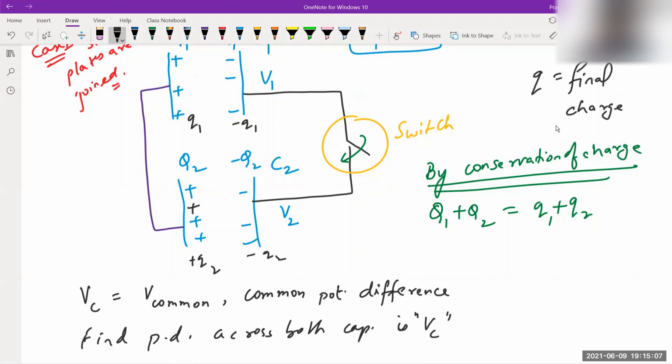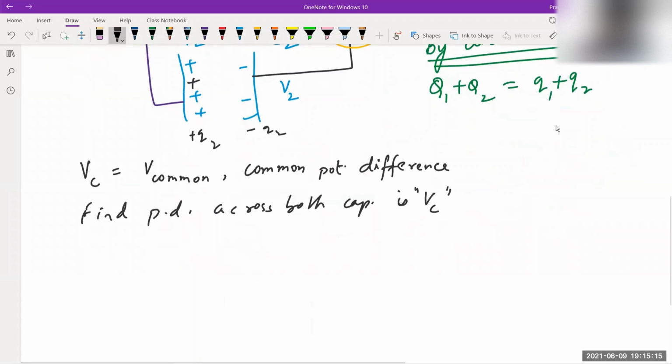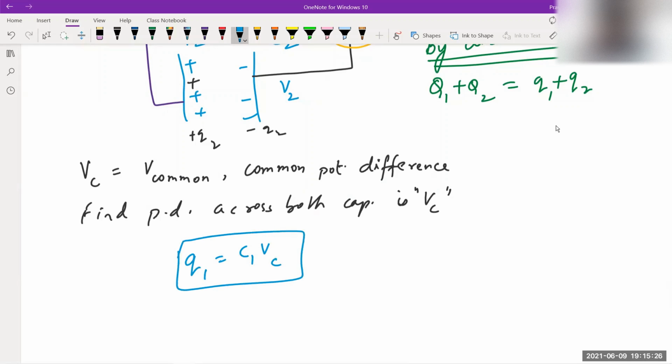Now, can you tell me, in terms of VC, what will be the final charge on the first capacitor? What will be the value of Q1? Q1 is equal to C1 VC. We know that Q is equal to CV, it will always be valid. Capacitance is independent of charges, so no matter whether you connect the capacitors or not, their individual capacitance will be C1 and C2. That is not going to change. So Q1 is this one and Q2 is C2 into VC.